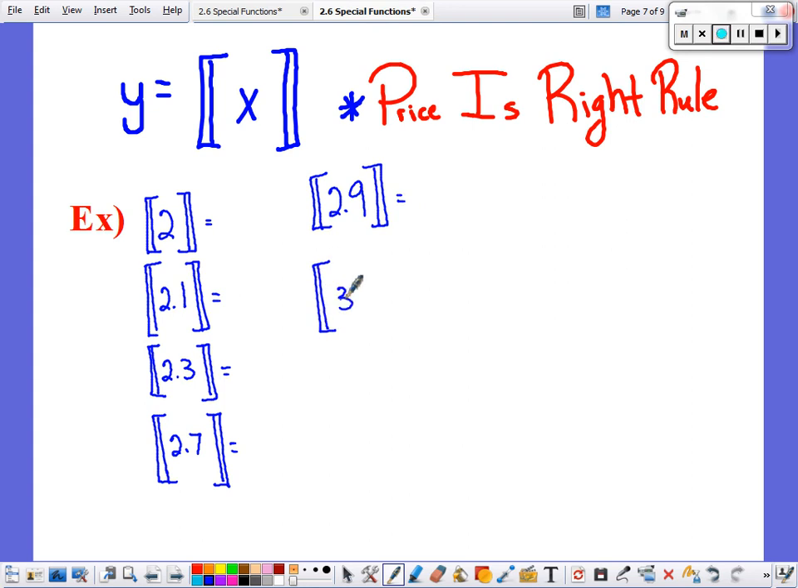Okay, so let's go ahead and evaluate this. Now, I've mentioned this as I call this the Price is Right rule. Okay, the Price is Right. Now, if you remember Price is Right, the game show, you're trying to guess the closest value without going over, and that's the key, is we can't go over. So what we're looking for here is the closest integer without going over.